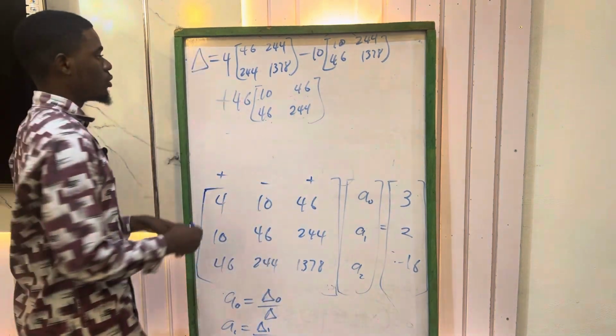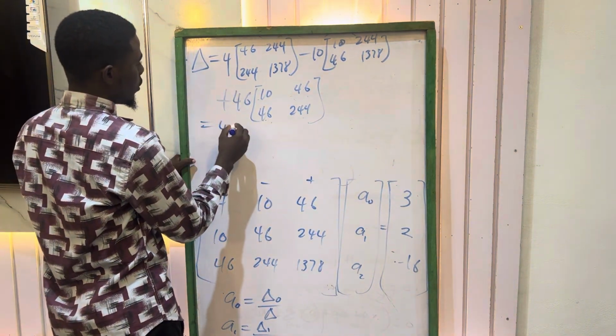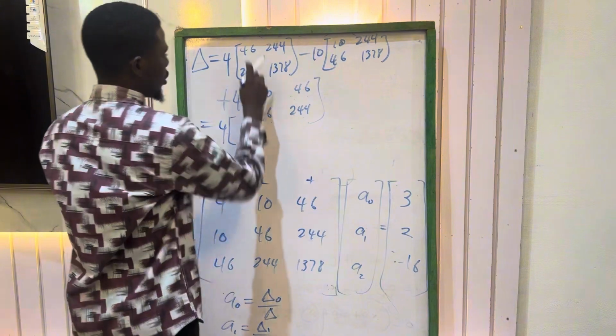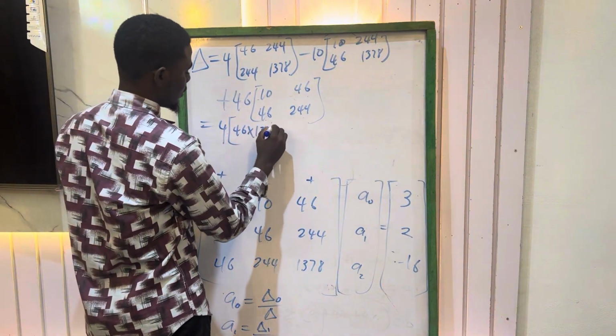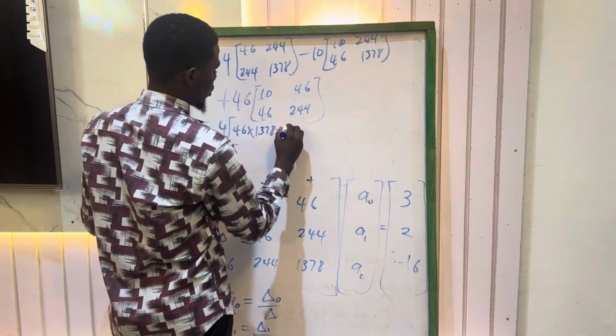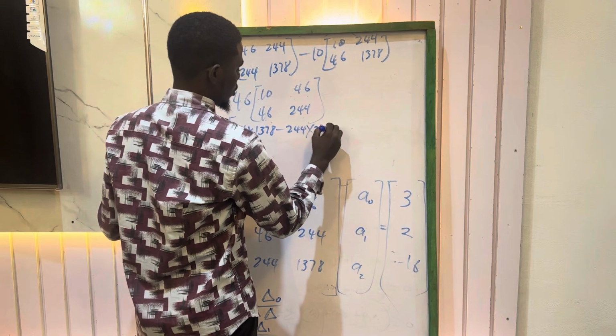So we try to solve this one out. Simplifying this further, it's going to be equal to 4, then into bracket, the normal determinant, I'm going to have 46 times 1378, then minus 244 times 244.